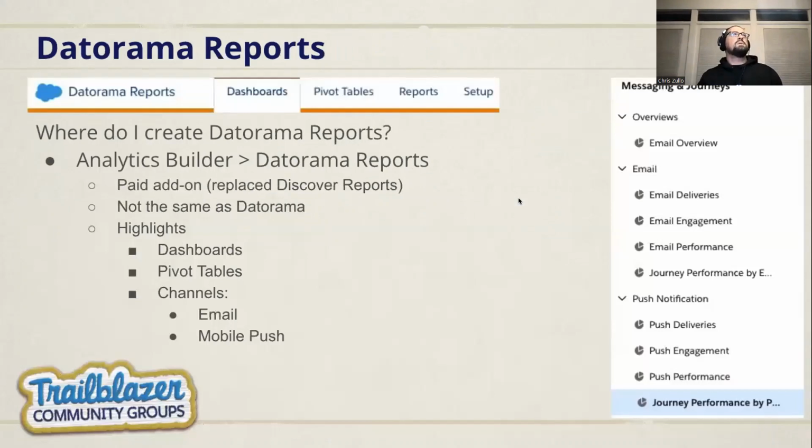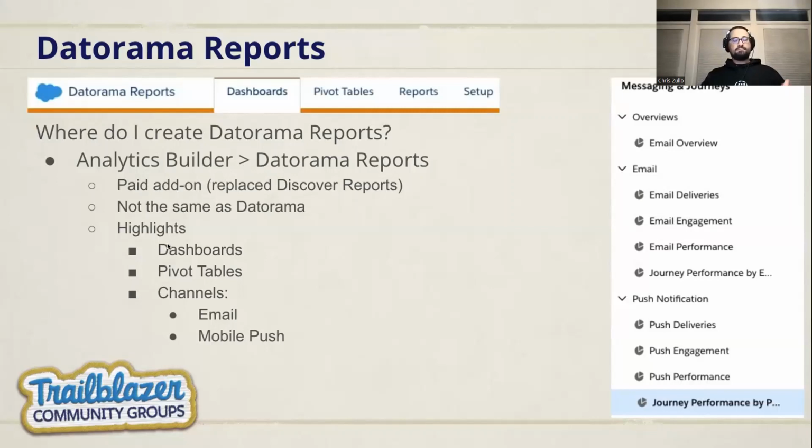Okay. So Datorama reports, aka intelligence reports, you get a little expanded view of what's available in intelligence reports. Again, this is not the full-blown Datorama. This is specifically within the Marketing Cloud environment. I have included the navigation to that. Your main window would be through Analytics Builder, and then it would actually say intelligence reports, especially if it's a brand new environment today. And then there's an advanced version that's a paid add-on.